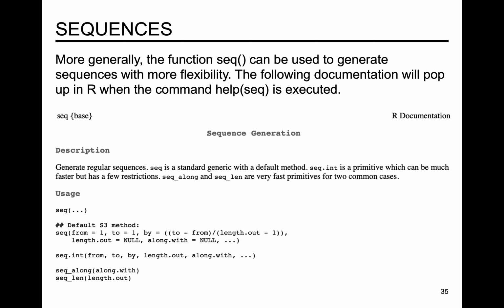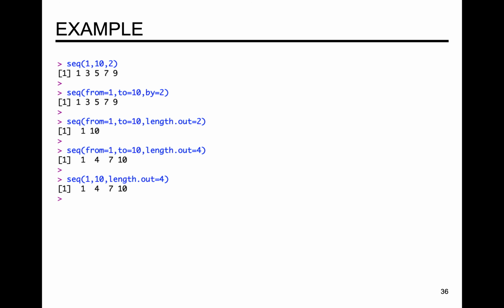Okay, let's look at some examples. In the first example, I typed seq parentheses 1, 10, 2. I didn't specify any parameter names, so R is going to assume that each corresponds to the parameter name in the same order listed in the documentation. So 1 is going to be from, 10 is going to be to, and 2 is going to be by. So that means start at the number 1 and keep adding 2, but stop before you exceed 10. So we get back 1, 3, 5, 7, 9.